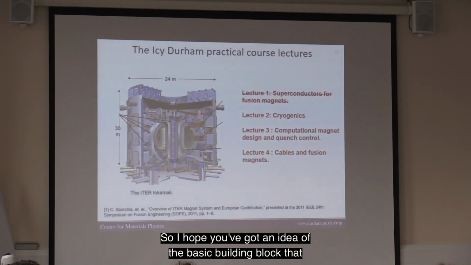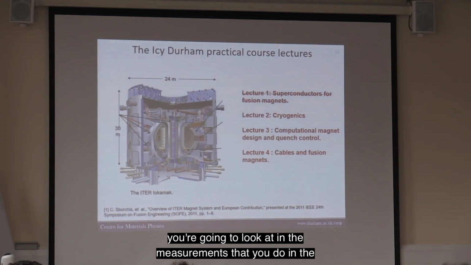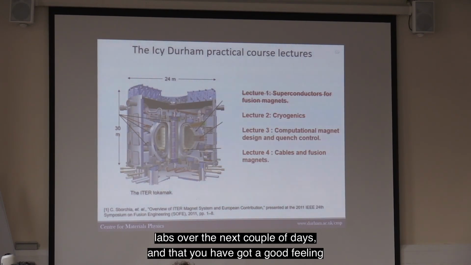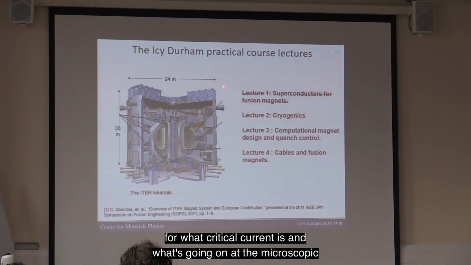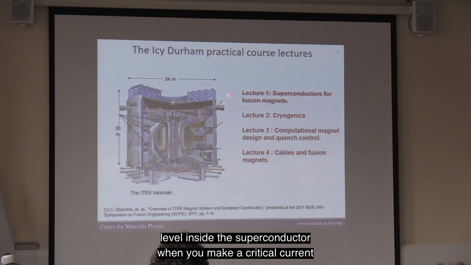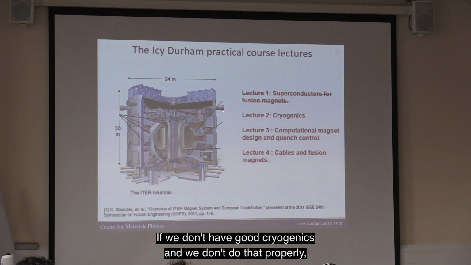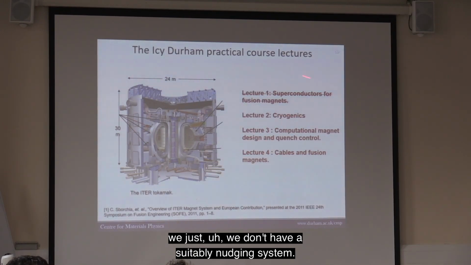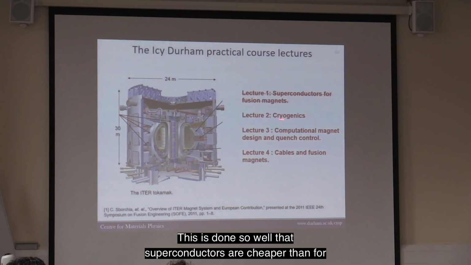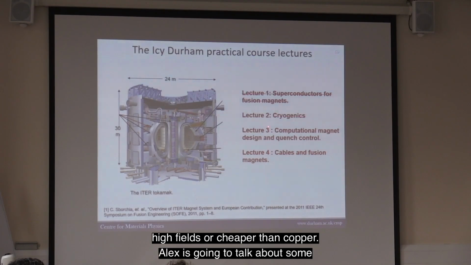So I hope you've got an idea of the basic building block that you're going to look at in the measurements that you do in the labs over the next couple of days, and that you've got a good feeling for what critical current is and what's going on at the microscopic level inside the superconductor when you make a critical current measurement. Cryogenics is part of the enabling technology. If we don't have good cryogenics and we don't do that properly, we don't have a superconducting system. This is done so well that superconductors are cheaper than copper for high fields.